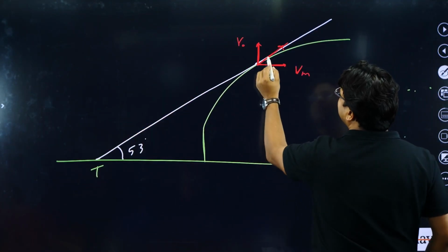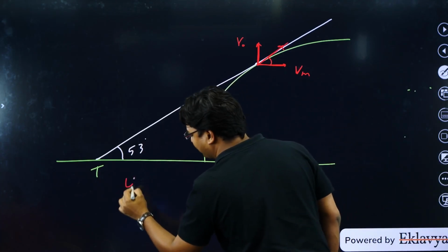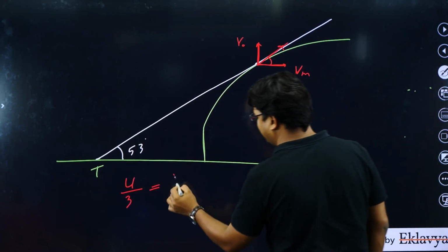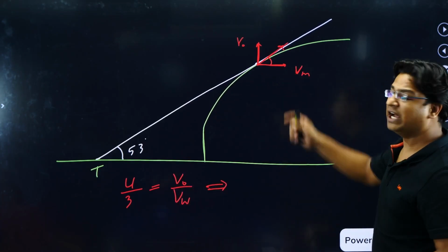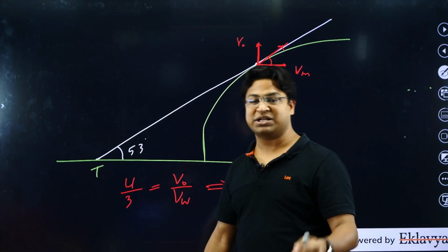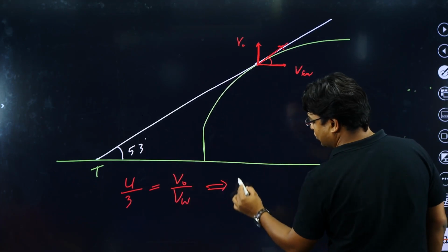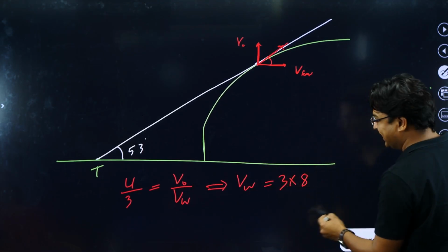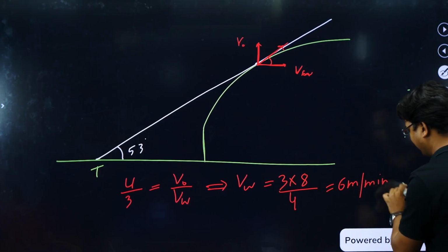So we can also say that tan of 53 degrees. This is 53 degrees, so this will also be 53 degrees. Tan of 53, which is very close to 4 by 3, would be equal to v naught by vW. And notice that we were supposed to find vW, the wind velocity at the point where the angle of elevation was maximum. So that's exactly what we were supposed to calculate. Okay, so wind velocity would be equal to 3 times v naught by 4. The value of v naught was 8, so that would be 6 meters per minute. So that would be the value of wind velocity.